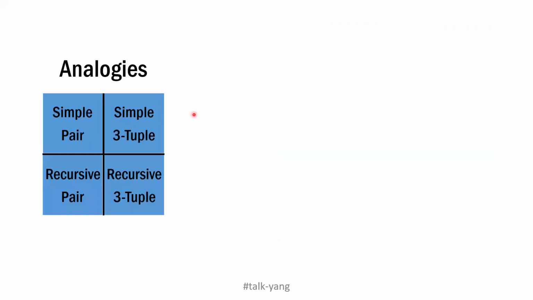The second important component in our model is analogy. Again, we have two dimensions to describe our analogies. Analogy can be either a simple analogy or a recursive analogy. And the analogy can also be composed of pairs of images or 3-tuples of images.